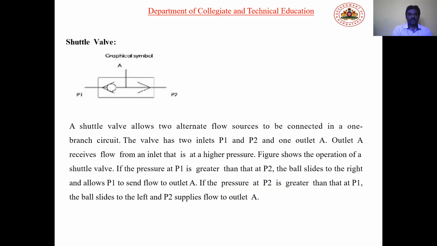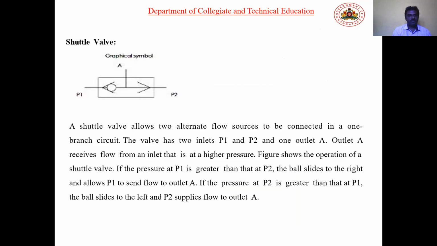The next is called the shuttle valve. The graphic symbol for the shuttle valve is shown. A shuttle valve allows two alternate flow sources to be connected in one branch circuit. So we can see P1 and P2. The valve has two inlets, P1 and P2, and one outlet A.